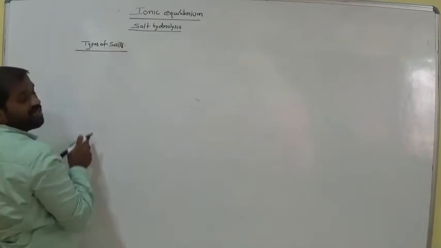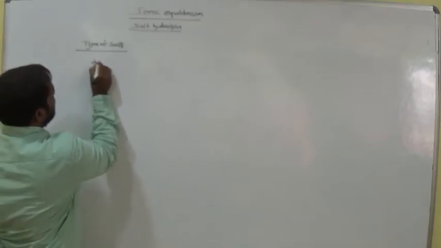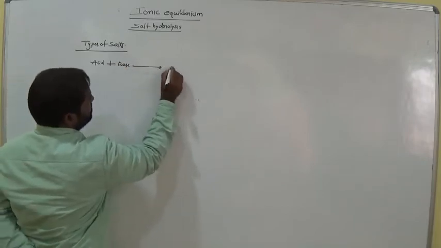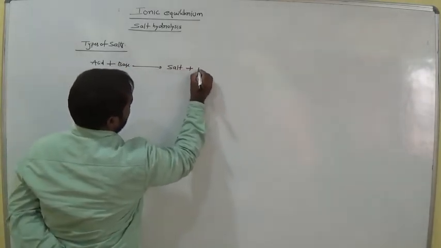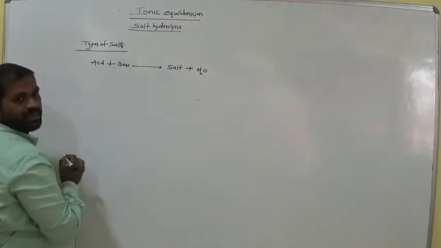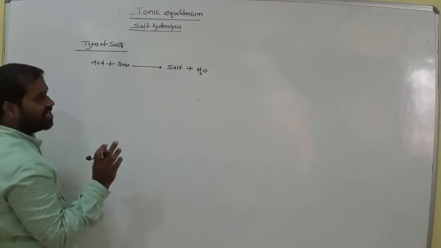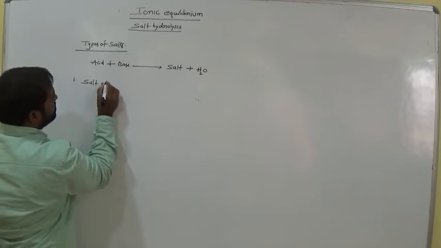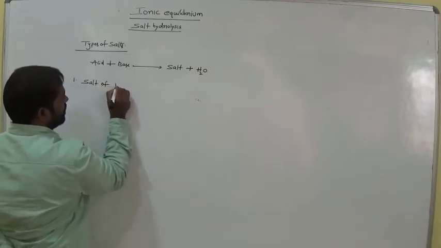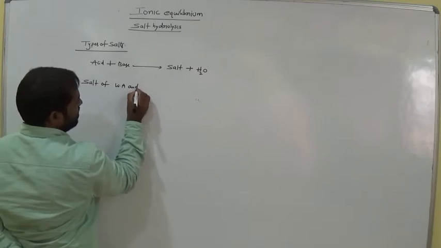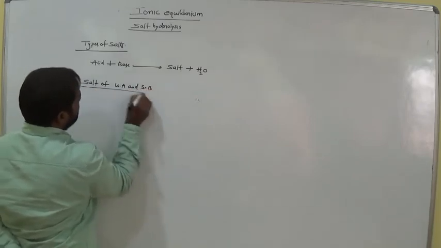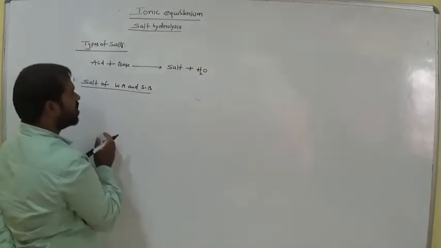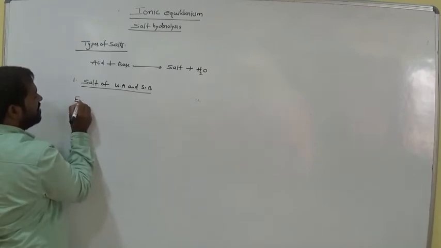You know how to get salt, am I right? Salt is formed by the reaction between acid and base which gives salt and water, clear? Now we have 4 types of salts. The first one is salt of weak acid and strong base. So let's see the example.